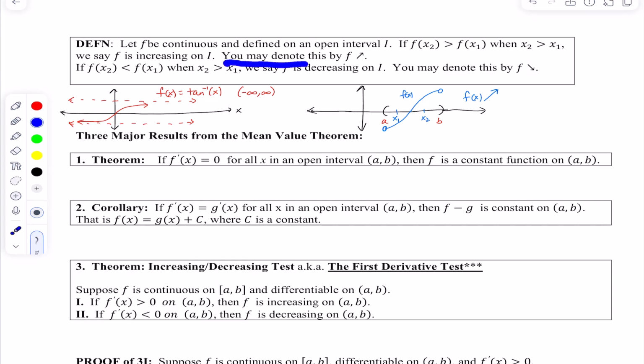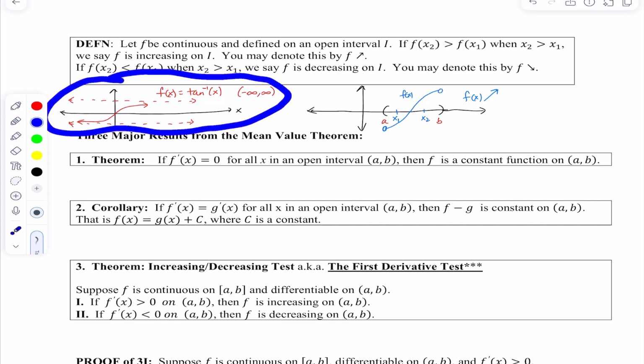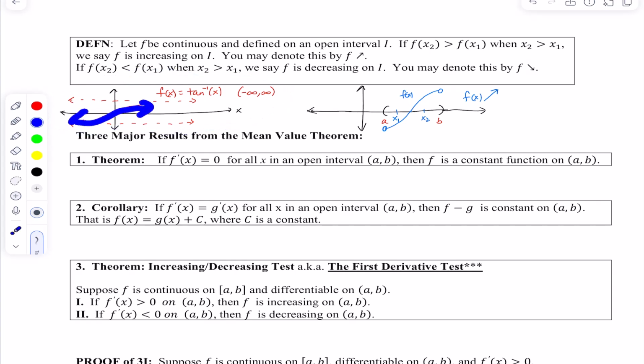And then you may denote this by these two symbols. Similarly, if f of x sub 2 is less than f of x sub 1, when x2 is greater than x sub 1, we say f is decreasing on this open interval I. You may denote this decreasing action by these two symbols. Now, your classic example of inverse tangent is an increasing function on an open interval from negative infinity to infinity.